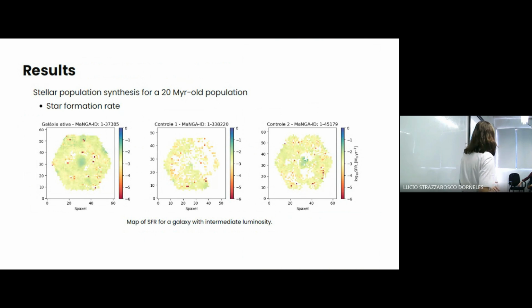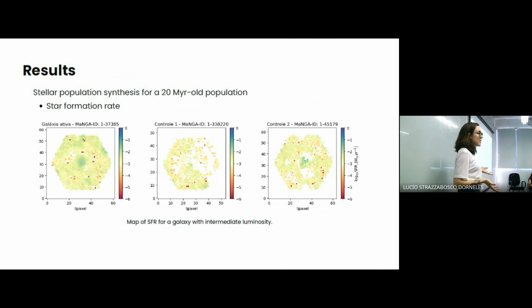galaxies and both controls. Here we have a map of the star formation rate for a galaxy with intermediate luminosity. We can see here that the active galaxy has a higher star formation here at the core and some spots near the corners. In the controls, we have some empty spaces in white, and it means that we don't have information about the 20-million-year-old population in this region. We have a higher star formation in the nucleus as well.